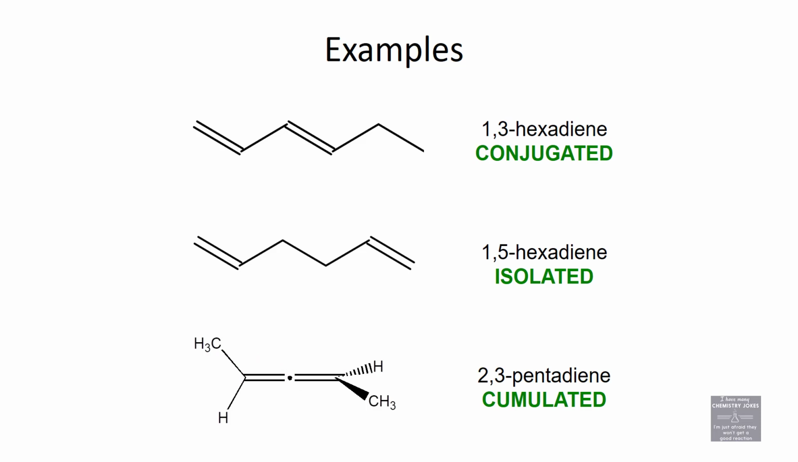Cumulated, according to the previous slide, is the least stable of the diene types. Conjugated is the most stable, isolated is in the middle, cumulated is the least. Conjugated is extra stable because of resonance. Isolated doesn't have any resonance. It's just like a normal alkene, really, and it behaves and reacts like a normal alkene with some exceptions. And cumulated, we really won't see many of these things, period.